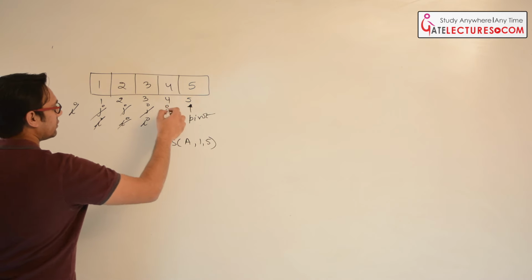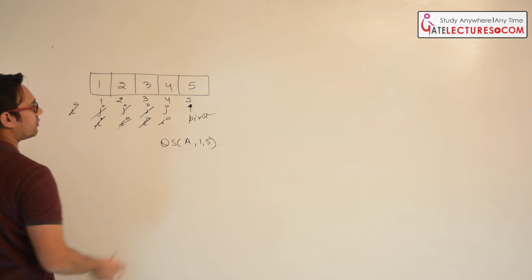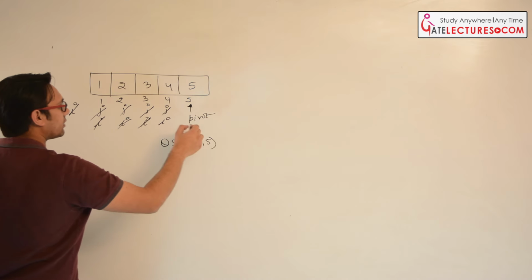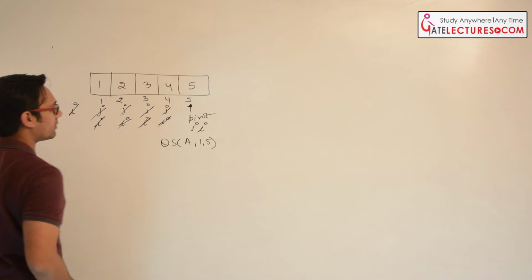Again increment the value of j. 4 is less than 5, so again increment the value of i, therefore 4 will start with 5, and then increment the value of j. So 5 is less than or equal to 5, therefore increment i and then swap it. So you can see 5 will start with 5.